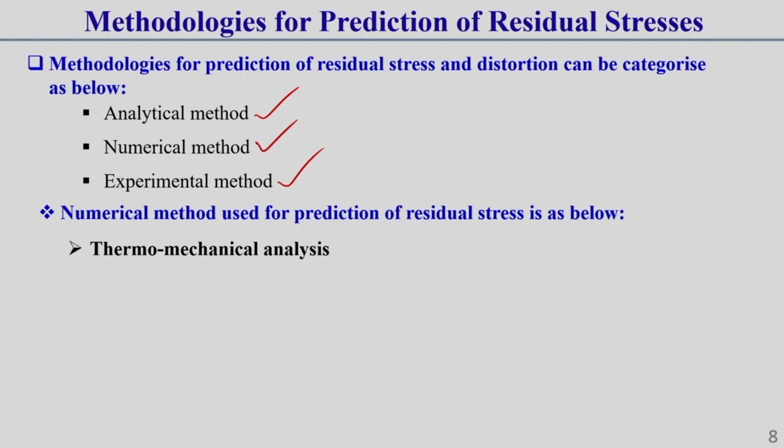Now, in the numerical method, the method generally used for measuring residual stress is called thermomechanical analysis, and for the experimental method there are different types of methods used, like destructive techniques, non-destructive techniques, and semi-destructive techniques. All of this methodology for measuring residual stress I will discuss in the next lecture.